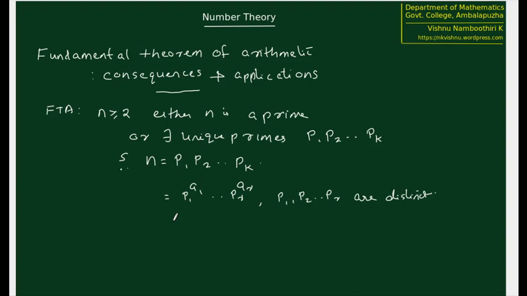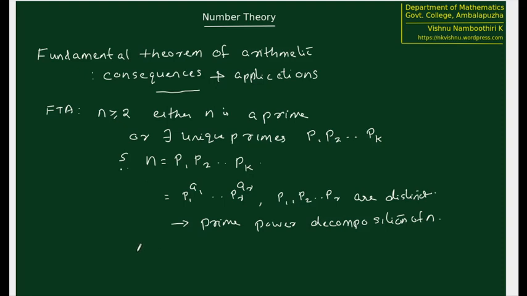This expression is known as the prime power decomposition of n. So the prime power decomposition of an integer is the way in which we write n as a product of powers of primes in such a way that each and every prime is appearing exactly once.